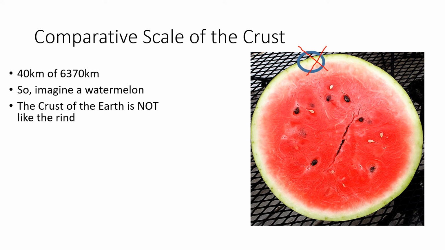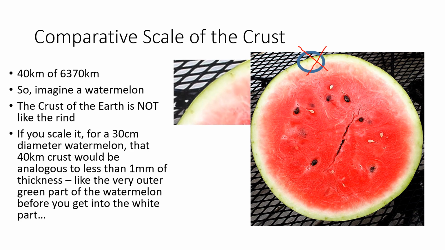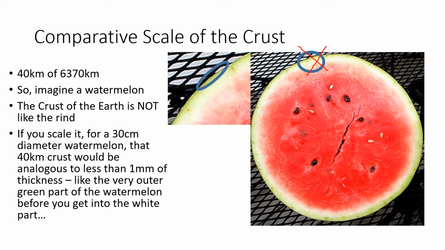So zoom in even further, and we're talking about just the area right at the edge of the watermelon, where if you were to take a knife and peel that, you can peel back just that little thin green skin. That's the scale that we're talking about, would be 1 millimeter into our watermelon.